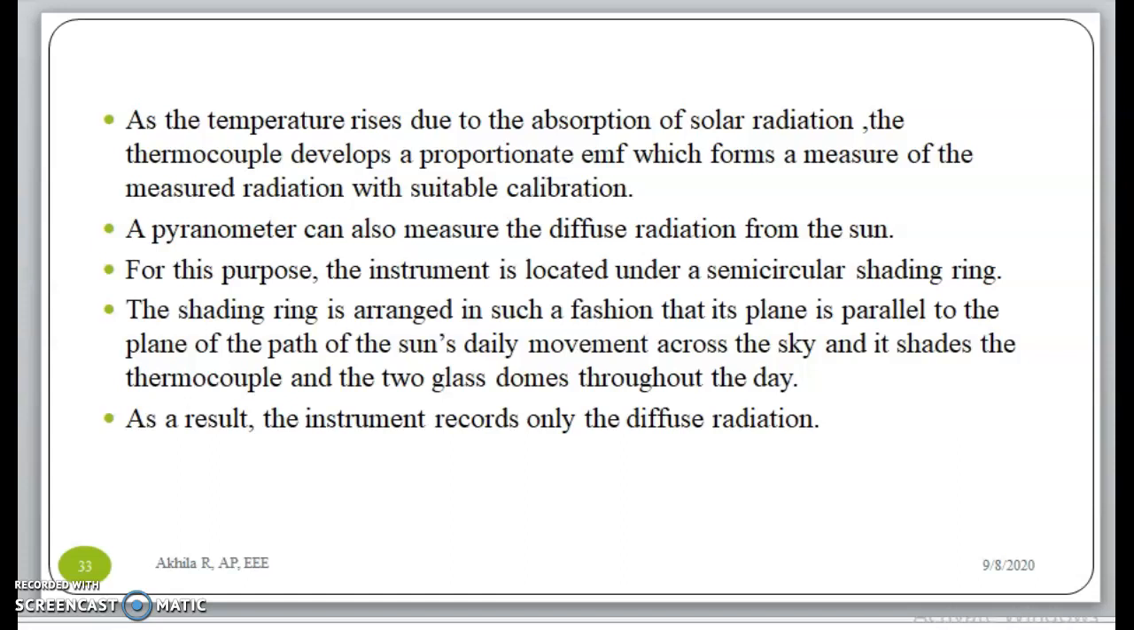You're already familiar with the process of a thermocouple, which develops an EMF. Here also, whenever the temperature rises, the thermocouple will develop an EMF, which forms a measure for the radiation. The pyranometer can also measure the diffuse radiation from the sun. For this purpose, the instrument is located under a semicircular shading ring. The shading ring is arranged so that its plane is parallel to the plane of the path of the sun's daily movement across the sky, and hence it shades the thermocouple and the 2 glass domes throughout the day. So the beam radiation is not measured, and the instrument can record only the diffuse radiation.